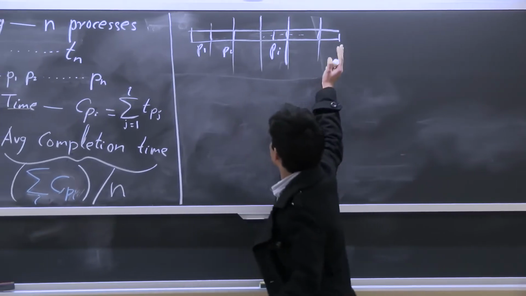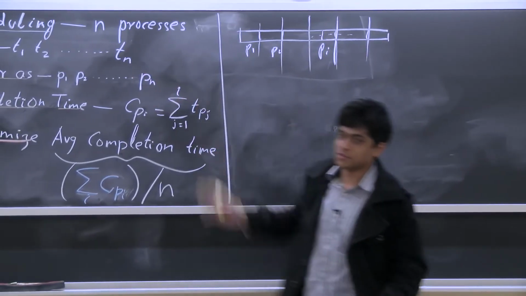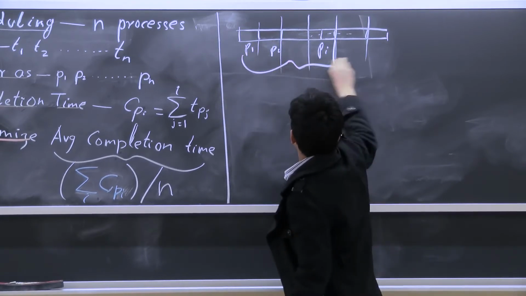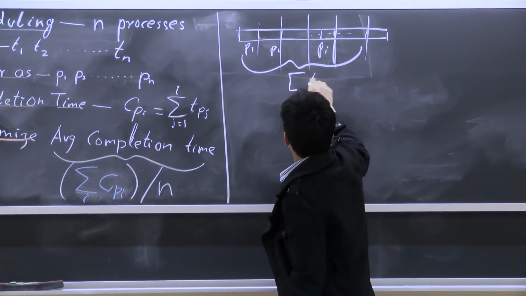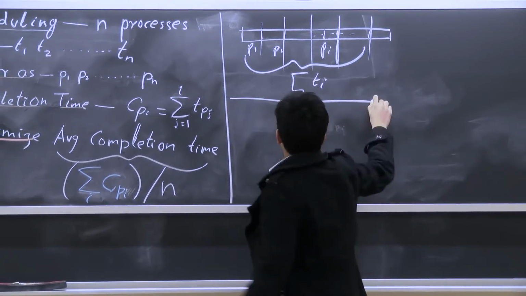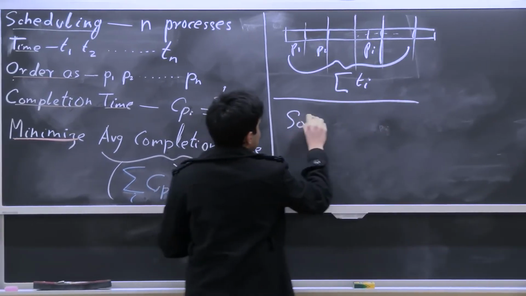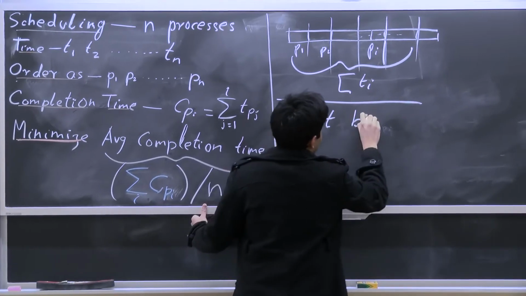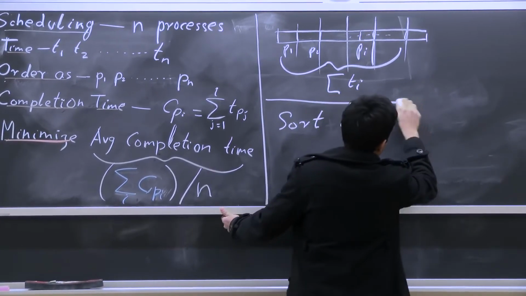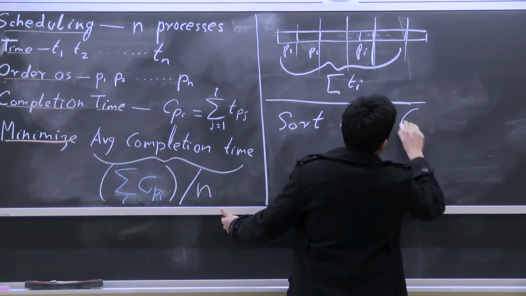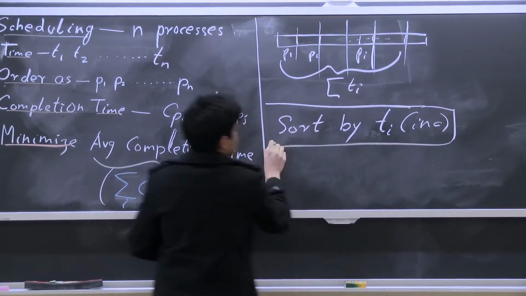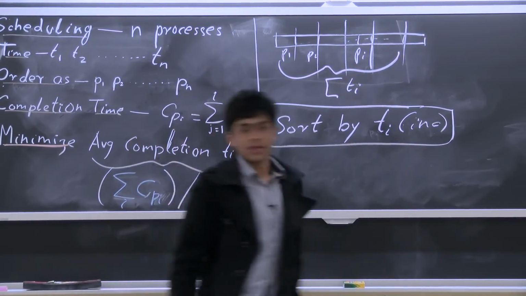So you basically want to scrunch these lines towards the beginning, so your average is smaller. Note that this total length is always a constant. It's the summation over all ti. So okay, this is a strategy. Again, sort by ti in increasing order, and that's it basically. So this is your algorithm. Sort by ti and run the processes in that order.